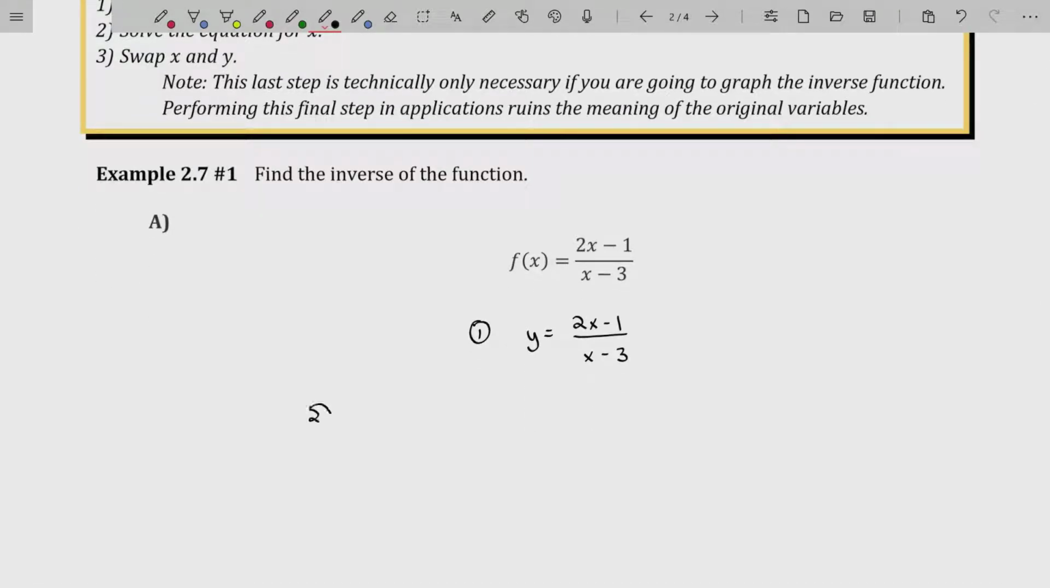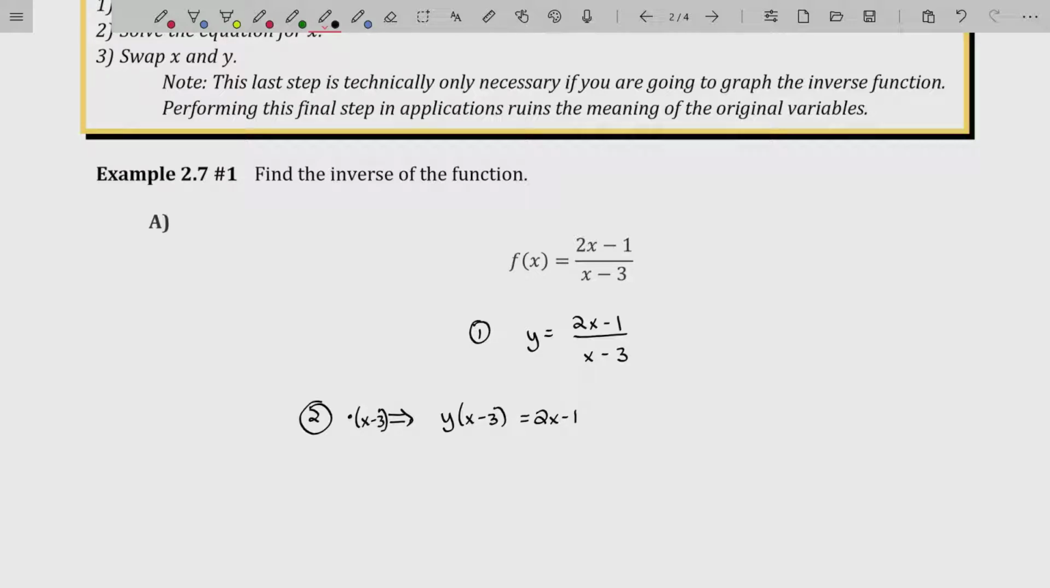So this is probably, I would say, the hardest part for most students. Get rid of those denominators. That's probably the easiest thing we could do. So multiply both sides by x minus 3. In fact, maybe I should write this in here. This implies, and I'm going to multiply both sides by x minus 3, so that you get y times x minus 3 is equal to 2x minus 1.